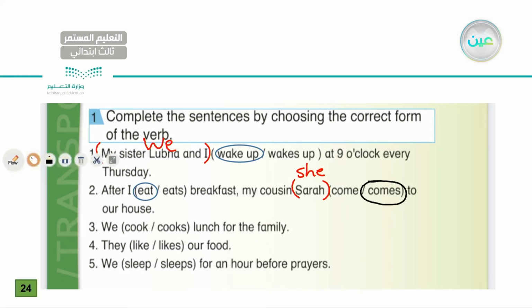Number 3, we cooks lunch for the family. What do you think? The answer is cook. Very good. Cook. Number 4, they likes our food. The answer is like. Very good. Like. And number 5, we sleep for an hour before prayers. The answer is sleep. Very good.